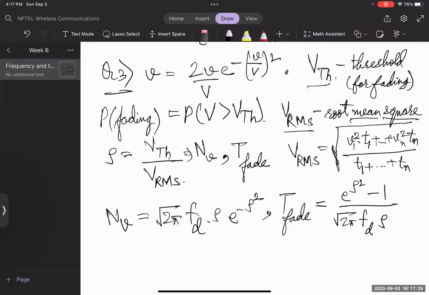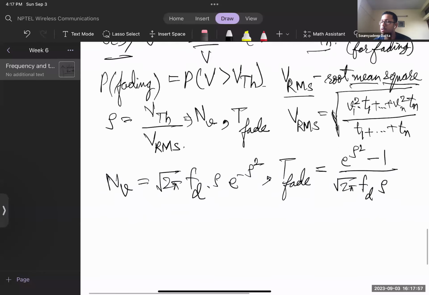One thing, sir, can you repeat what is the threshold velocity for fading? If you cross the threshold velocity, then essentially the channel will go under fading. Yeah, then the channel will start fading. Okay, that is the maximum limit of velocity. Correct.